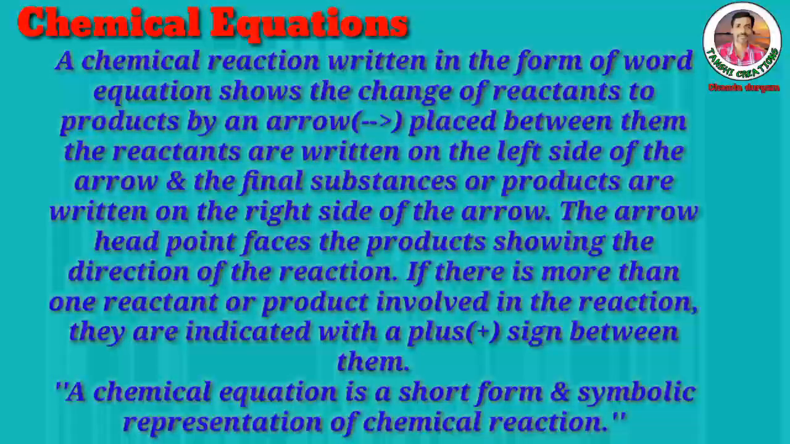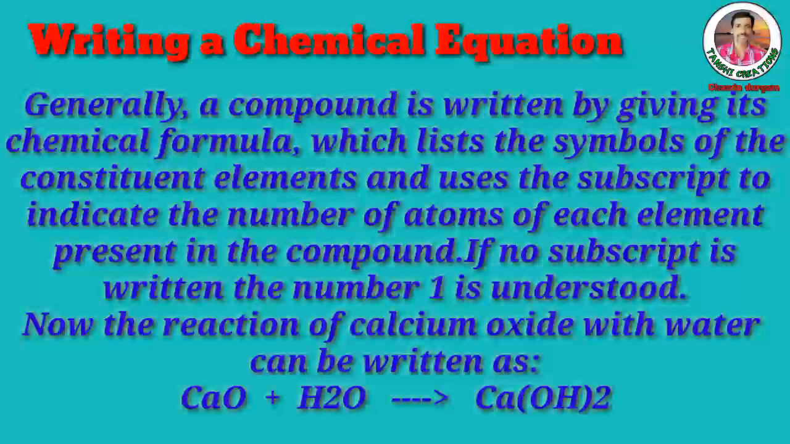Now, what is a chemical equation? A chemical equation is a short-form and symbolic representation of a chemical reaction. Now, writing a chemical equation.